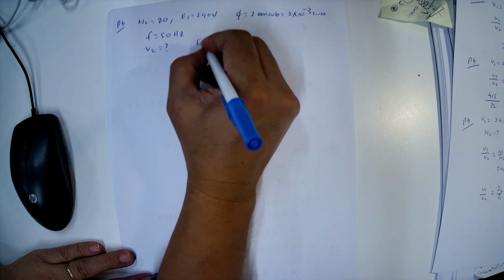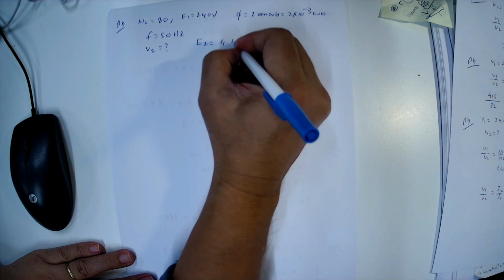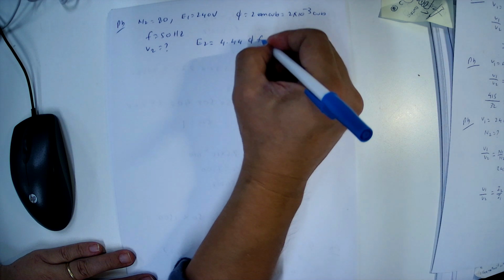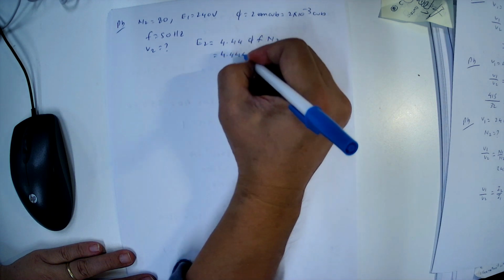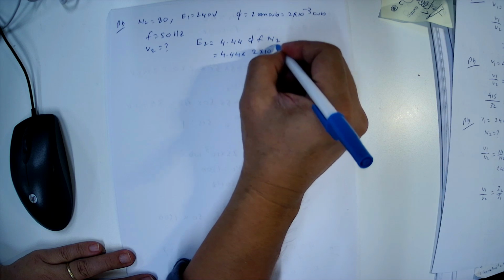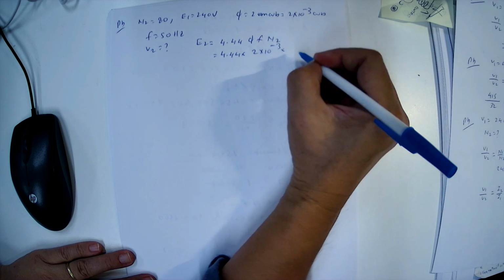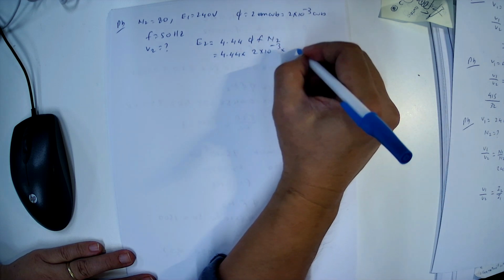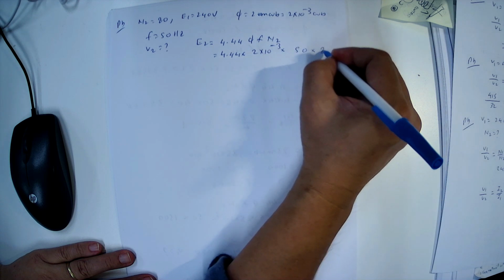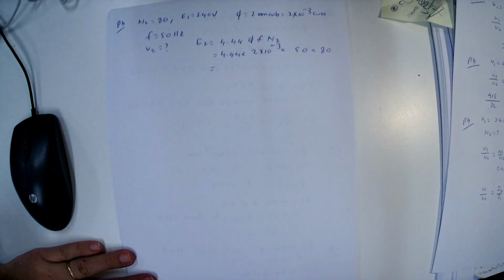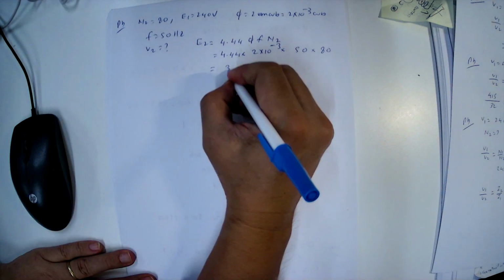So E2 equals 4.44 phi F N2. So 4.44 multiplied by 2 × 10^-3, and frequency 50, and N2 is 80. Then we calculate that E2 is 35.5 volts.